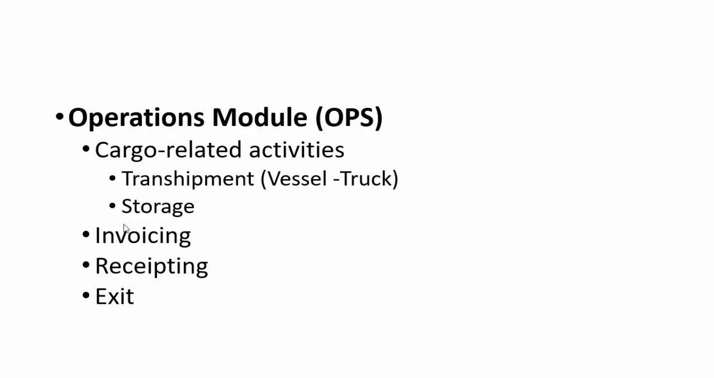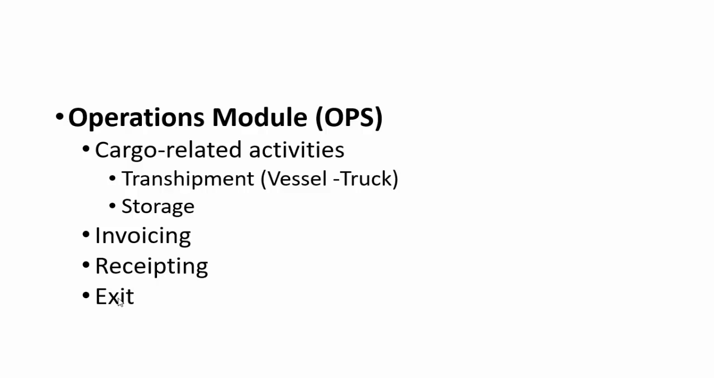Now let's move to the last module. This is not the last, but it's among the major modules. It has 4 parts. This one calculates the cargo related activities, which are the transshipment and storage. Now let me first explain what is involved in the transshipment. The transshipment is the movement where the cargo can move from vessel to truck or from truck to vessel. That's what it is called, transshipment.